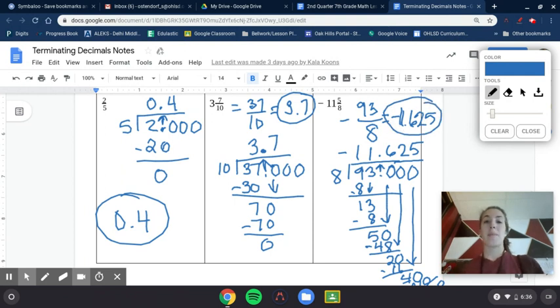Those are all examples of terminating decimals because when we divide, we eventually get 0 as the remainder. Okay, now you guys are going to go ahead and practice.